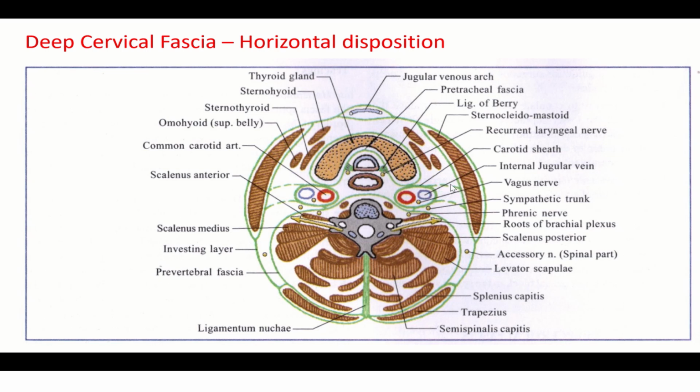You can see this is the pretracheal fascia arising from the investing layer, then forming the anterior wall of the carotid sheath, then splitting to enclose the thyroid gland and continuing with the similar layer. And you can also see the formation of the ligament of Berry, and you can see the recurrent laryngeal nerve in relation to the ligament of Berry.